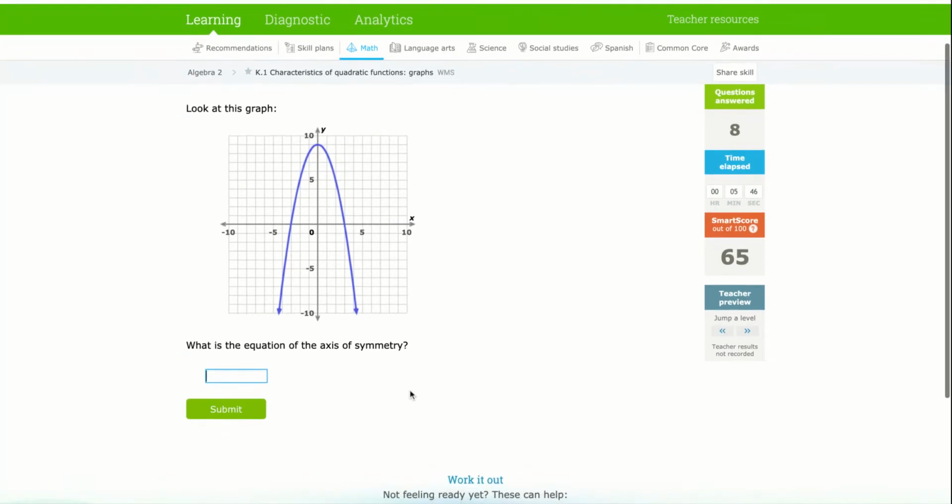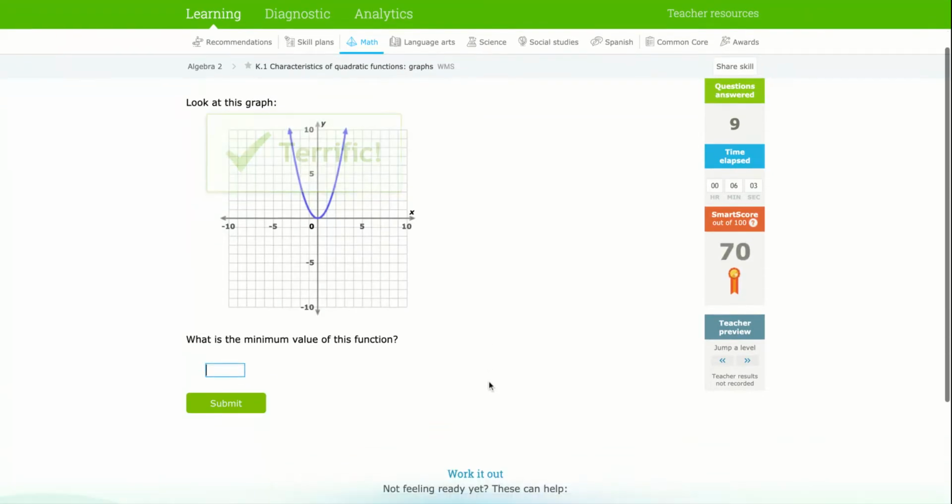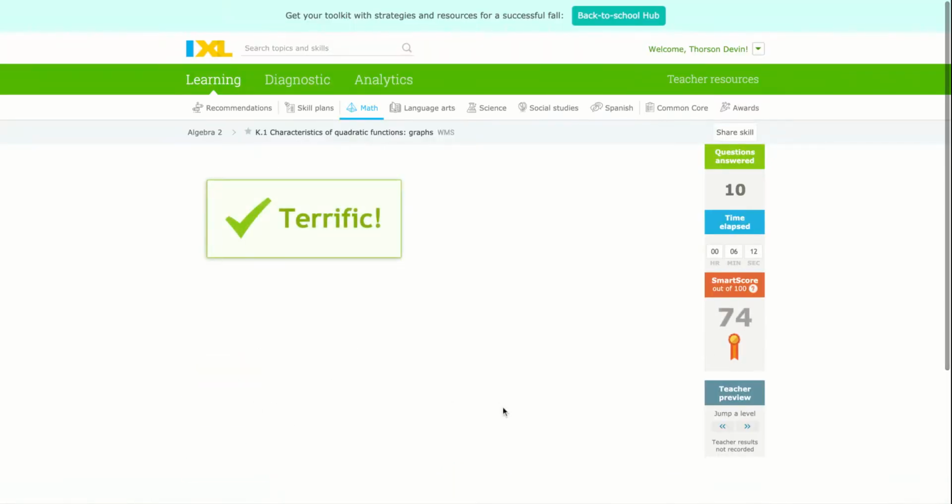What is the equation of the axis of symmetry? Again, even though it's up higher and it's open down, doesn't matter. The axis of symmetry is this vertical line that goes right through the vertex, and that vertical line is x equals 0 again. What is the minimum value? Again, it's the very lowest point, and we're only asking for the outcome, or the output, or the y value, so it's 0.